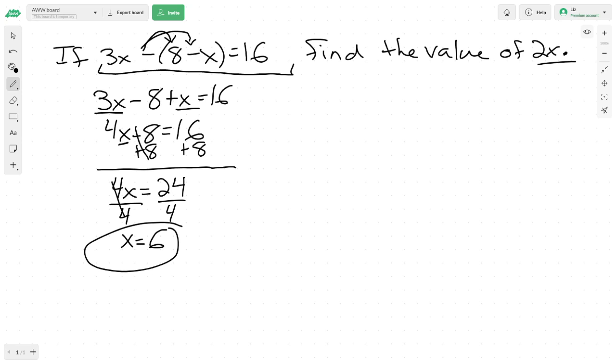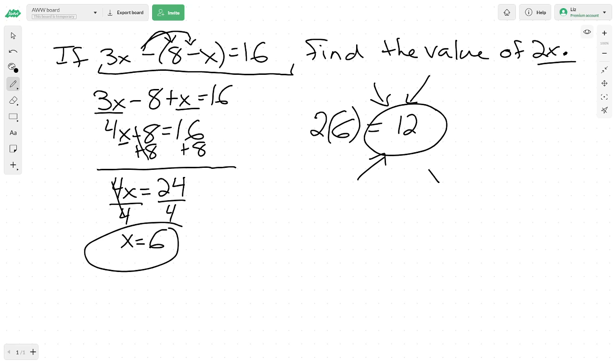X equals 6, but we're not done. It says if this is true, then find the value of 2x. Well, if x equals 6, 2 times x would be 2 times 6, which would equal 12. So this is our final answer.